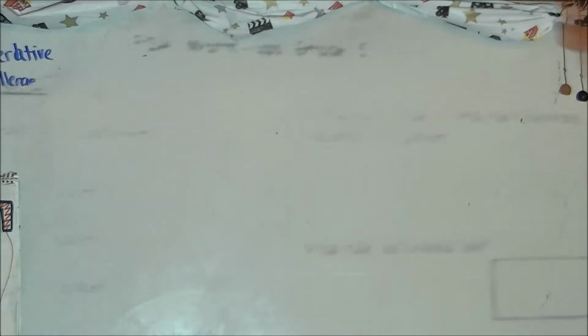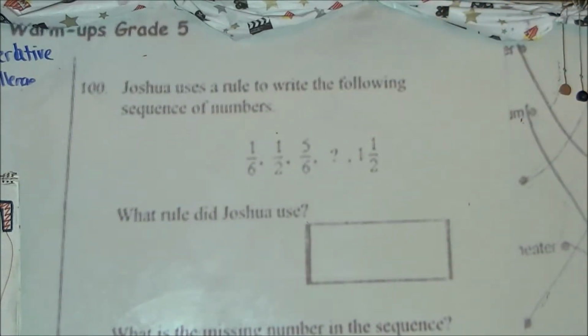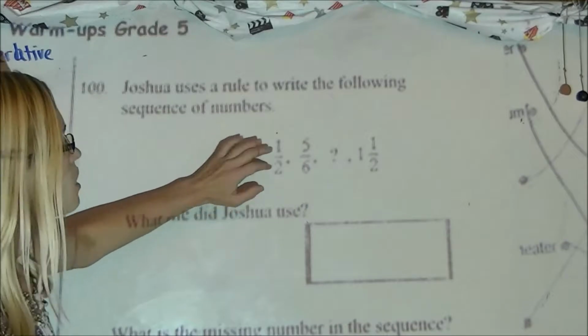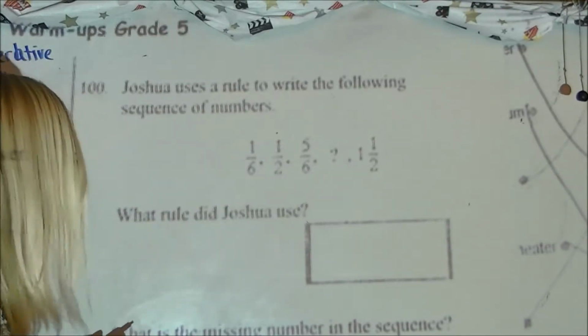Let's go ahead and continue on. I'm going to look at the next one. I'm going to look at number 100. Whoops, I should pay attention to what I'm doing. Okay, on number 100, let's see, can you see it on my camera? Yeah. Okay, so on number 100, Joshua uses a rule for writing the following sequence of numbers. So he's got 1/6, 1/2, 5/6, something, and 1 1/2.